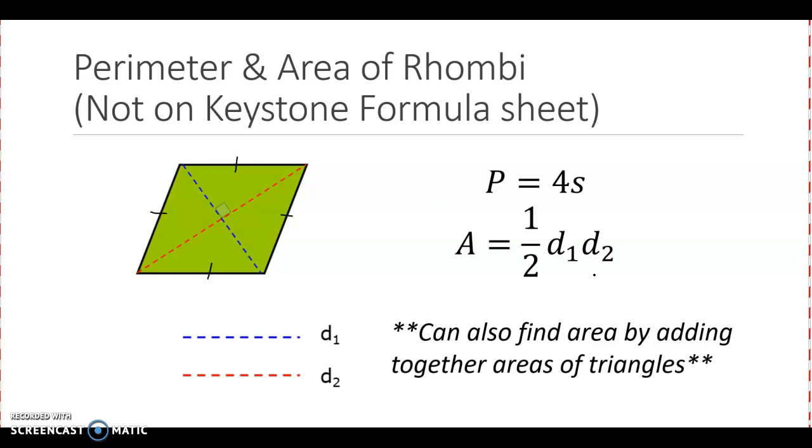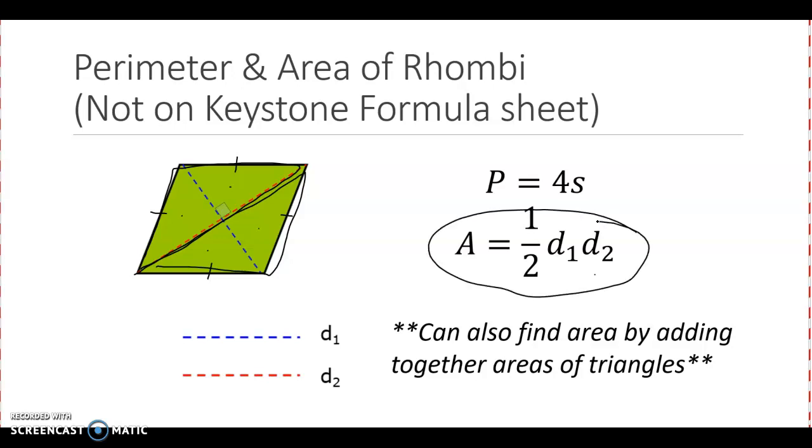Another way that you could approach a rhombus is by splitting it into different triangles and adding the area of triangles together. You could take this whole top triangle and add it to the area of this bottom triangle, or split it into 4 triangles. So there's a couple different ways that you can find this area, in addition to just using this area formula. For my examples today, for the first one I'm going to use this formula, as well as briefly going over using the area of triangles.